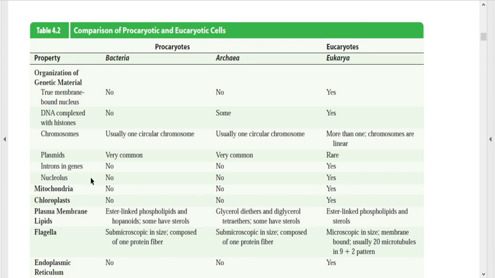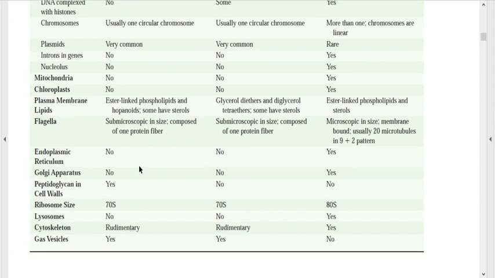Okay, and next, with regard to the nucleolus, it is not present in bacteria and archaea, but it is present in eukaryotes. Next, with regard to cellular organelles, mitochondria, chloroplast, endoplasmic reticulum and Golgi apparatus are absent in bacteria and archaea, but present in eukaryotes.